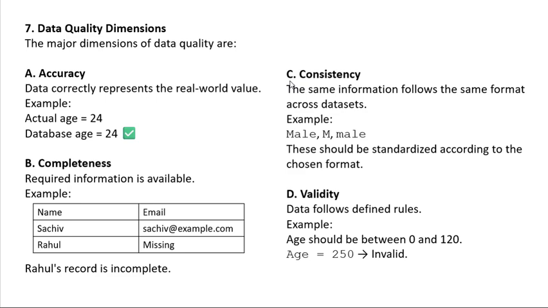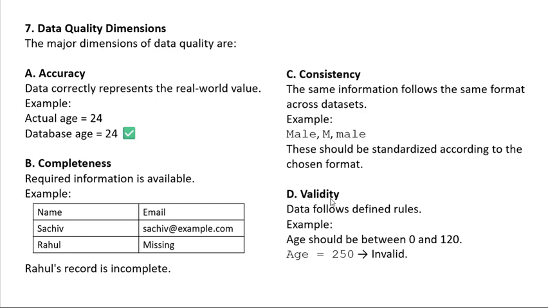And third is consistency. The same information should follow the same format across the data set, for example male: the first time as "Male" with a capital first letter, the second time only as "M", and the third time as a small letter "m". And this should be standardized according to the chosen format.